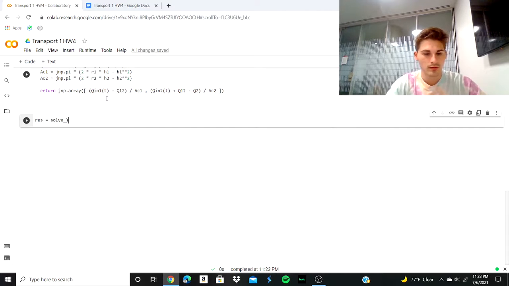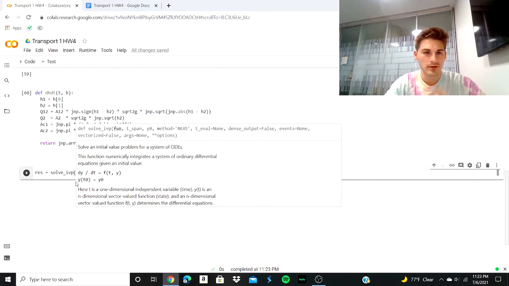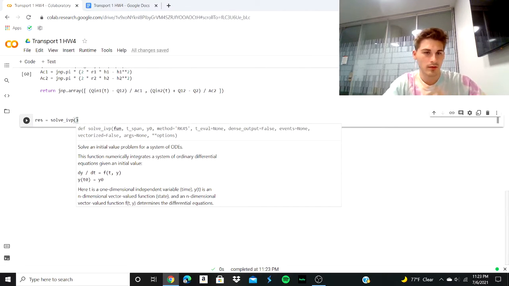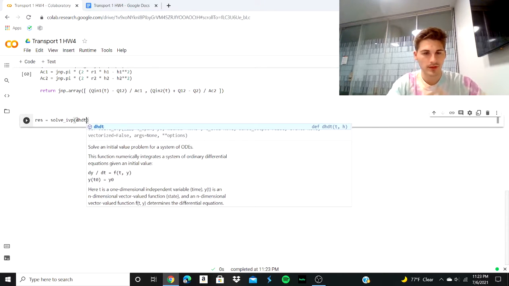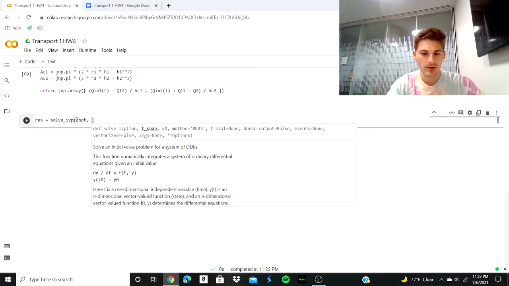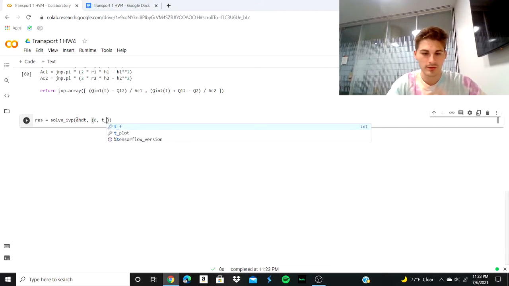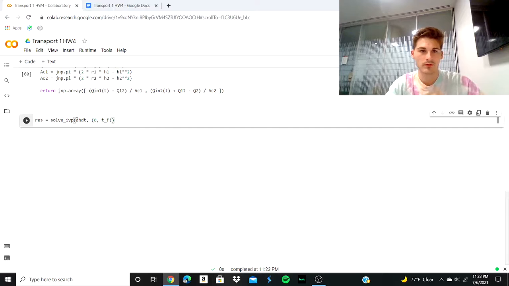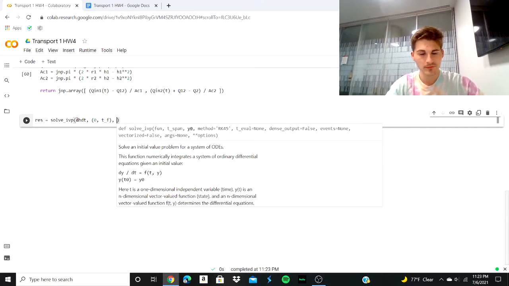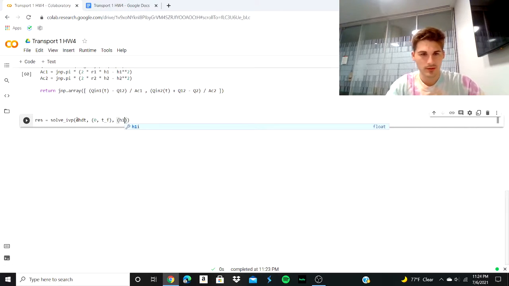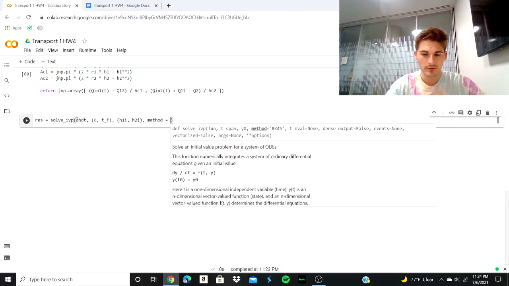So we need to give it a function, we need to give it a time span, and then some initial values and a specific method to use to solve it. And so the function is, of course, dH dt, and the time span is going to be 0 to t final, which is, of course, 0 to 3,000 seconds. The initial values are going to be the initial values of the height, so h1i and h2i. Our method is going to be the Radau method.